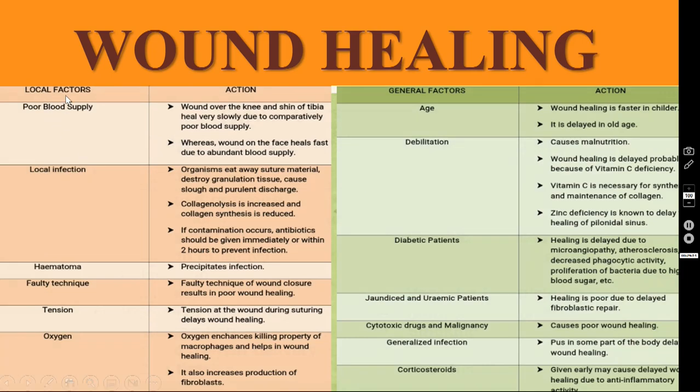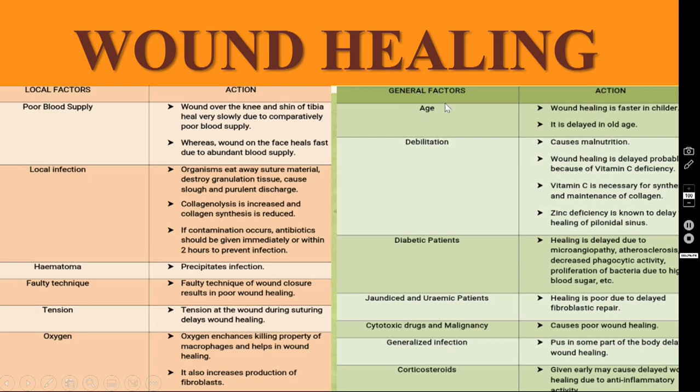So again, these are local factors, these are general factors. I will just read only this column. The viewers can pause the video and read all the things in detail. So the local factors could be because of poor blood supply, local infection in the wound, hematoma in the wound, faulty technique of wound closure, or tension in the wound, lack of oxygen in the wound, all are local factors that adversely affect wound healing.